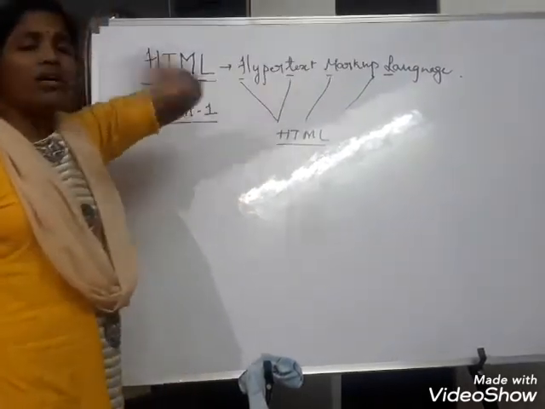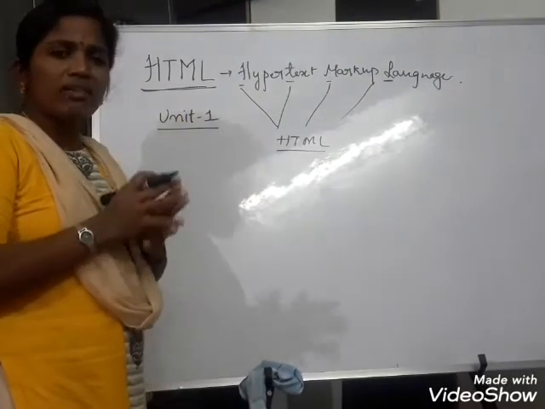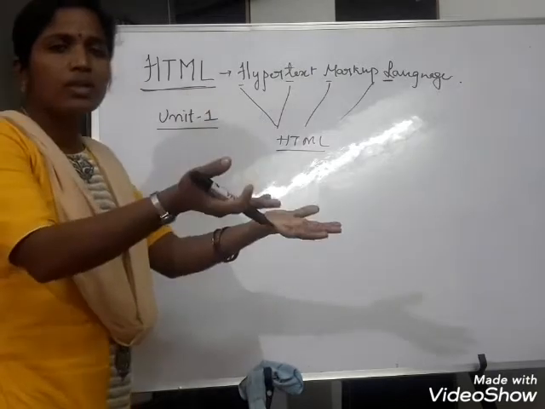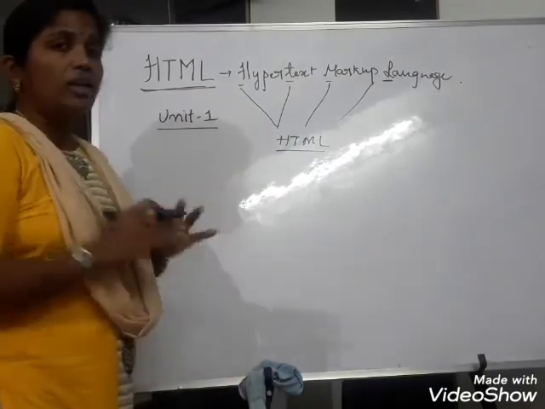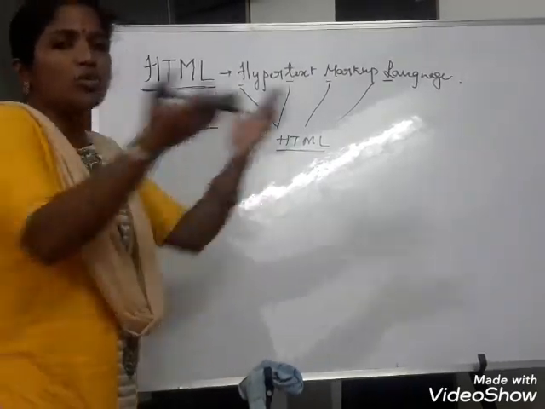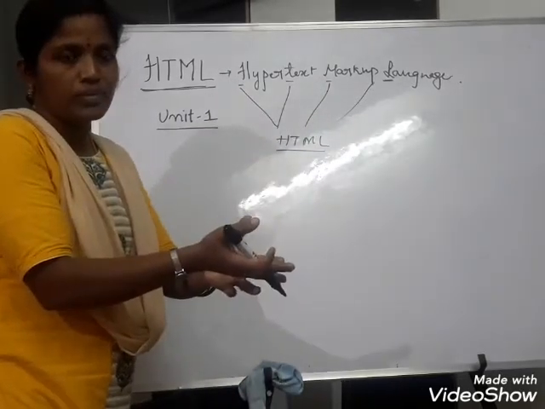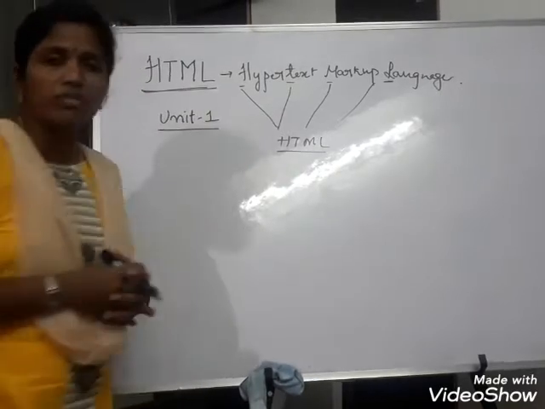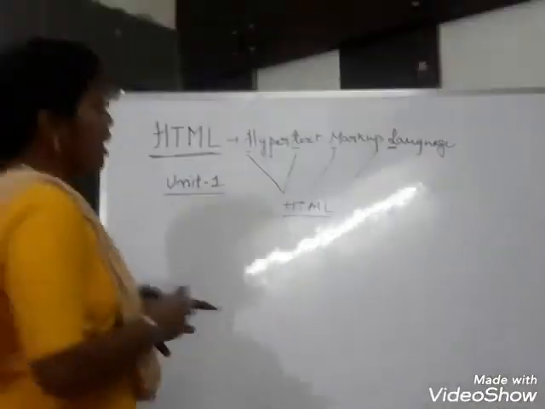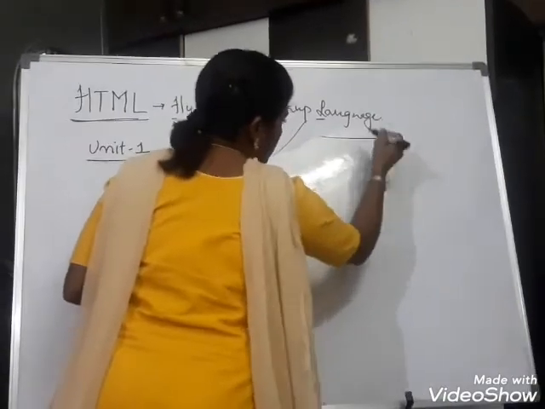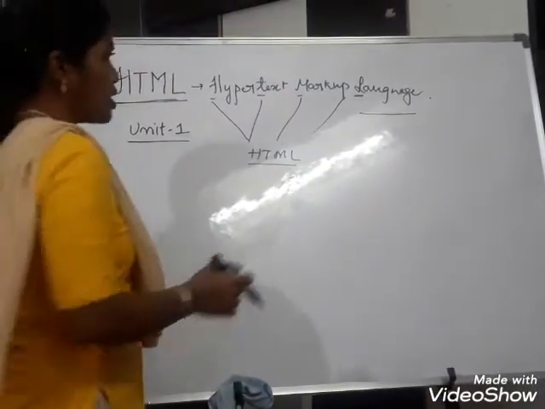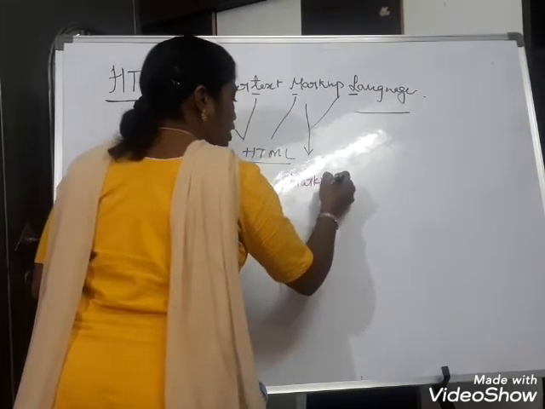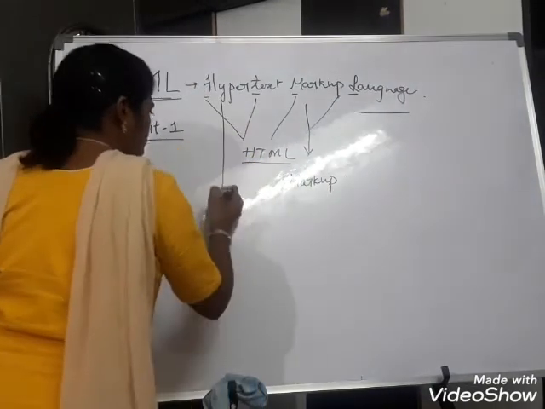So here comes a question. What is a language? A language is used to communicate something to another person. Here we are communicating information to the system, I mean, the machine. That means the language is to communicate. What are we doing? We are marking up. I will tell you the meaning of marking up.